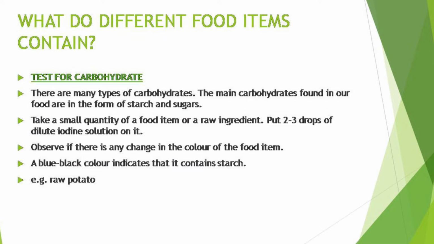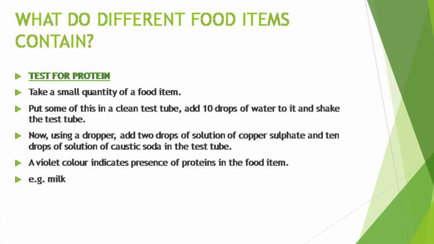Now the next test is for protein. Take a small quantity of a food item for testing. Put some of this in a clean test tube, add 10 drops of water to it and shake the test tube. Now using a dropper, add 2 drops of solution of copper sulfate and 10 drops of solution of caustic soda to the test tube. A violet color indicates the presence of proteins in the food item.